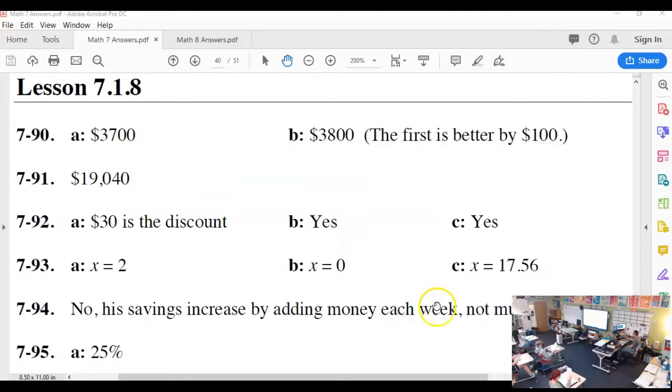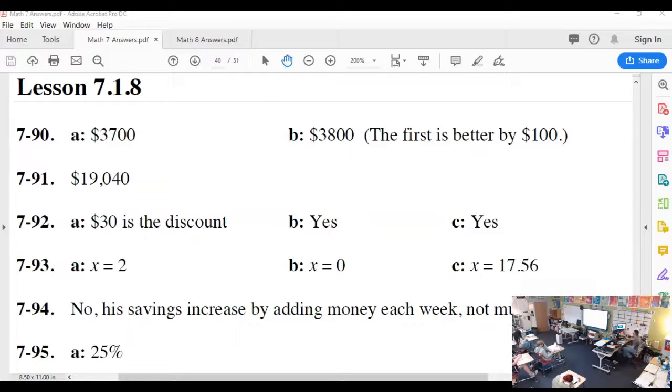Wait, so the 8-2-1 and 8-2-2? Yep, due next week. Due on Monday. 8-2-1 and 8-2-2 are due on Monday. So your homework from last night, this is due on Monday.